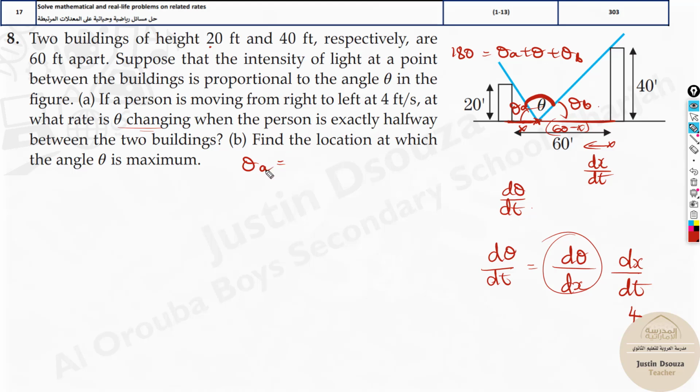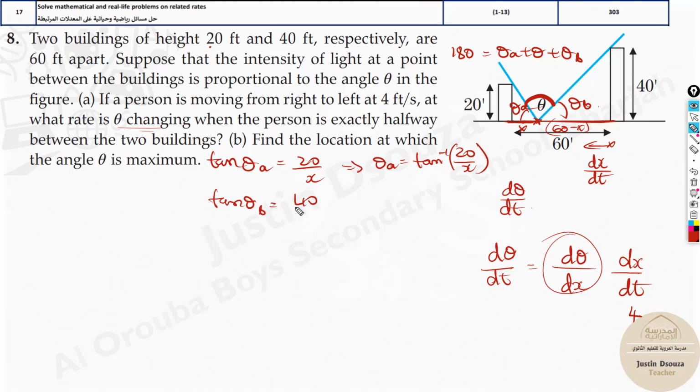So theta A can be written as tan theta A equals opposite, that is 20 divided by x. Or we can also write theta A equals tan inverse of 20 by x. This is the value. Now what about the other one? Tan theta B is equal to what?